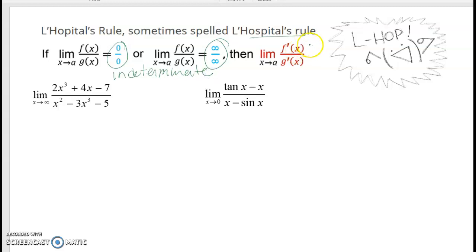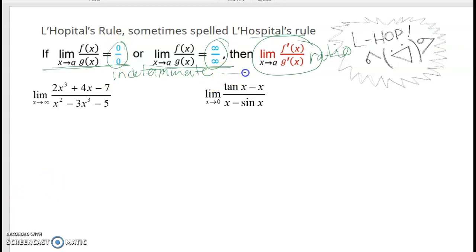you can instead look at the rate at which they're moving toward 0 or infinity. So this rate will yield how quickly they're actually getting there, which is going to be a ratio of that. This is an important idea, and this is the whole ball of wax. L'Hopital's only works for 0 over 0 or infinity over infinity.